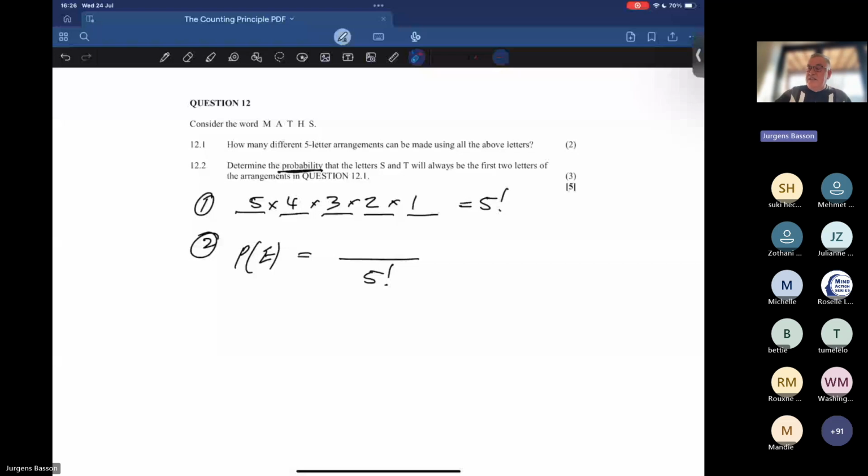So what is interesting about this question is that I just draw 5 lines, 3, 4, 5. They say to us that S and T, so it's 2 and 1, so it's 2 factorial for that little group.